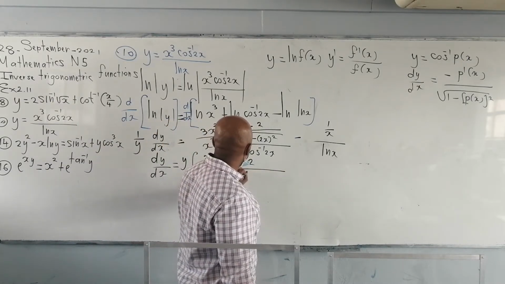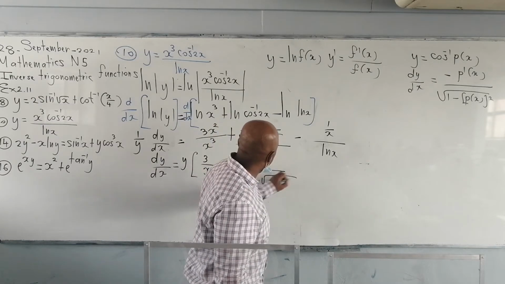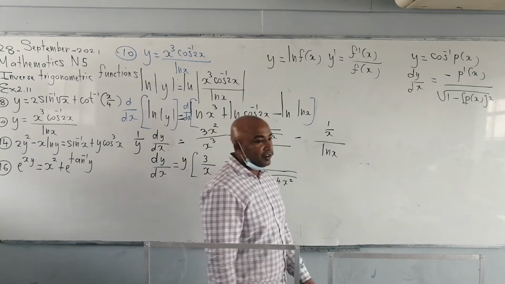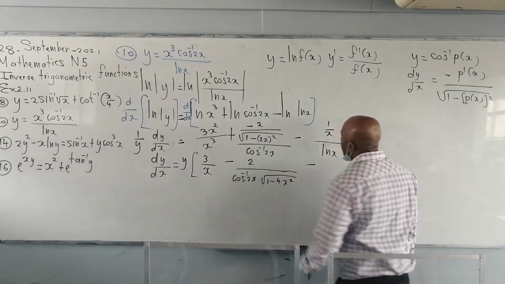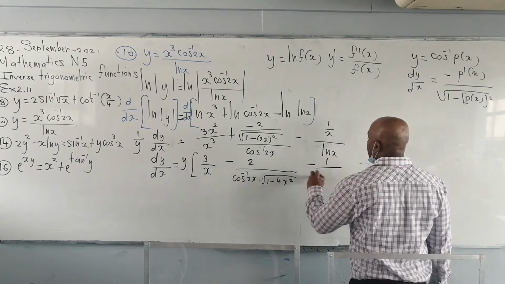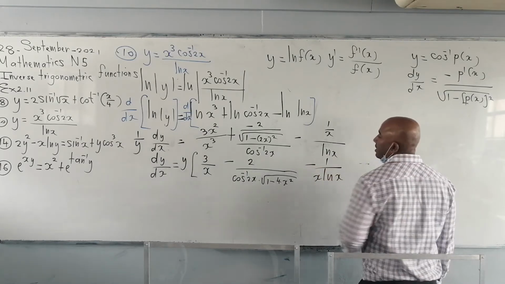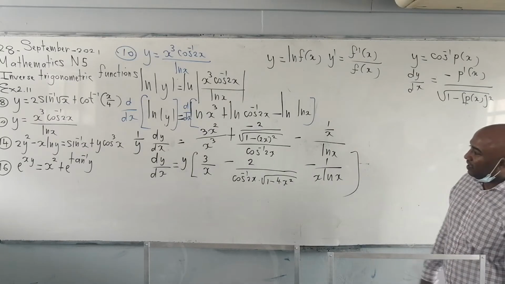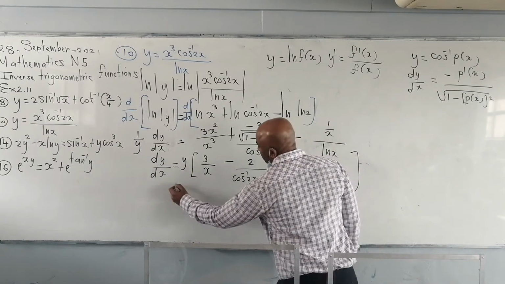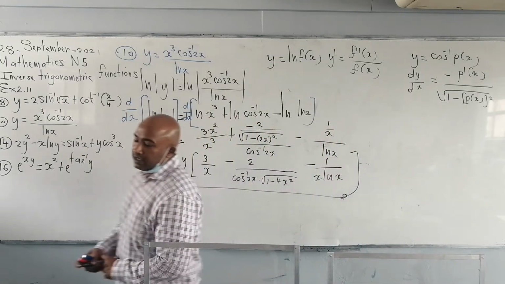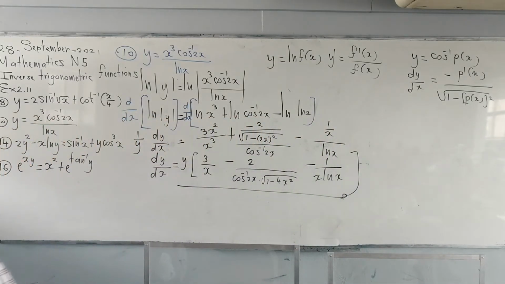This is inverse cos 2x times the square root of 1 minus 4x squared. I'm simplifying my fractions. Here 1 over x divided by ln x is going to be 1 over x ln x. Close bracket, there's nothing more to simplify here. So let's just leave it as it is. And that was the second example.